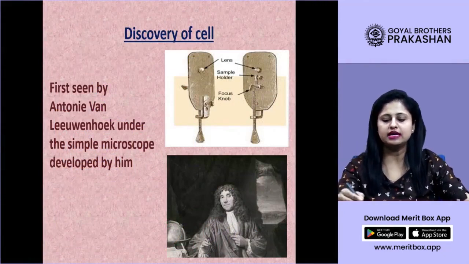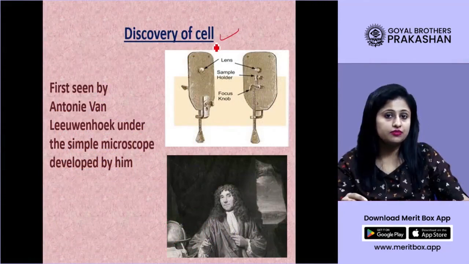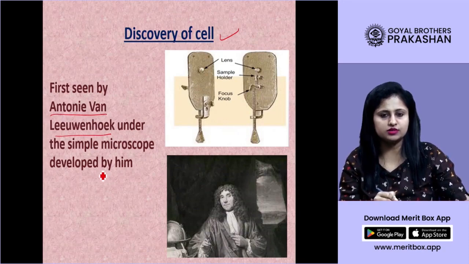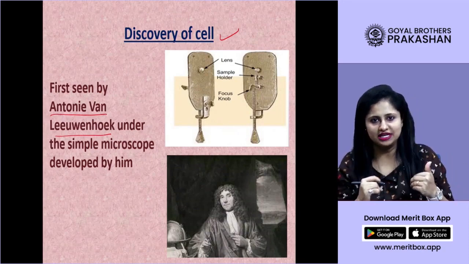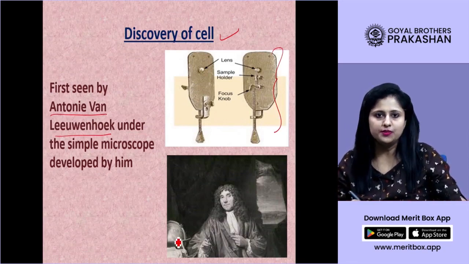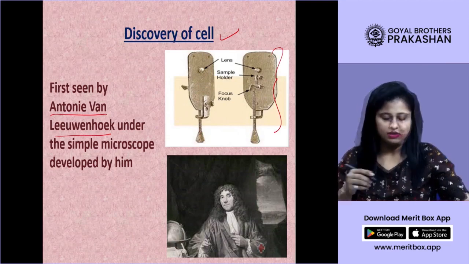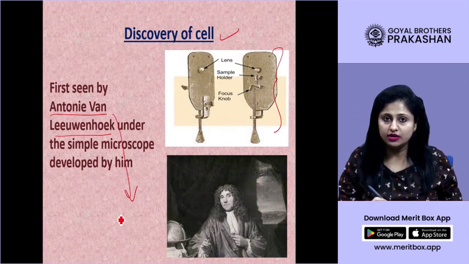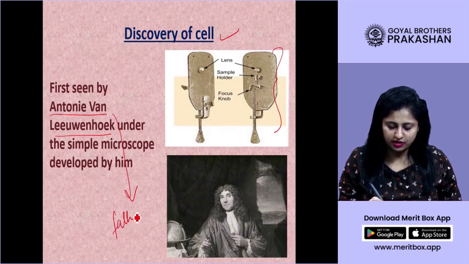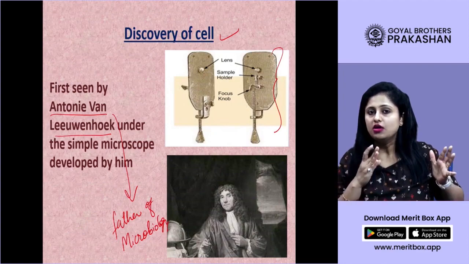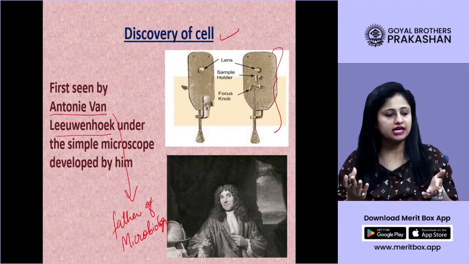Next, come to another topic, that is the discovery of the cell. Cells were first observed by Antony van Leeuwenhoek under the simple microscope, which was developed by himself. This was the simple microscope developed by Antony van Leeuwenhoek, and this was the biologist. One more interesting thing to know is that Antony van Leeuwenhoek is known as the father of microbiology. Microbiology includes the study of microbes like bacteria, virus, fungi, etc.